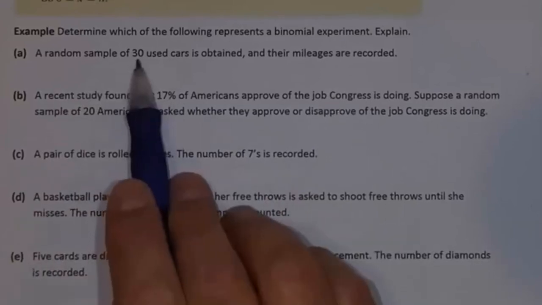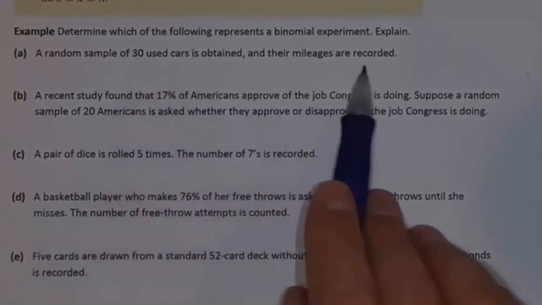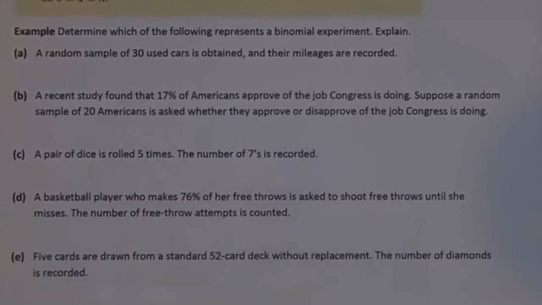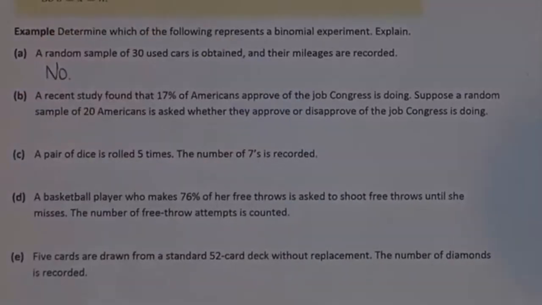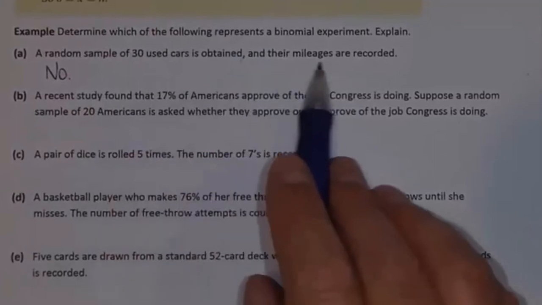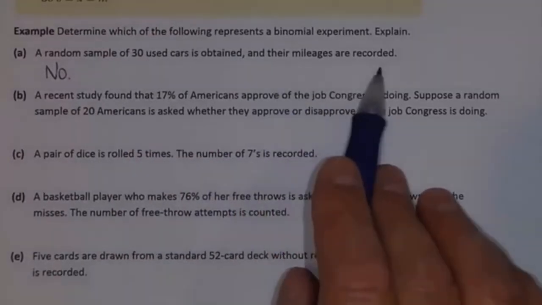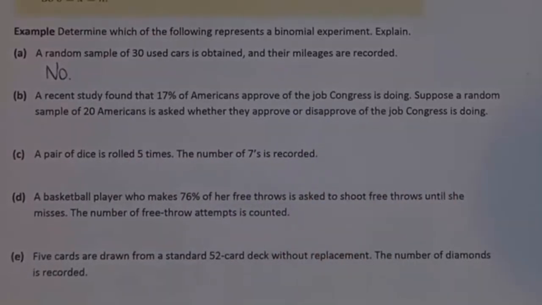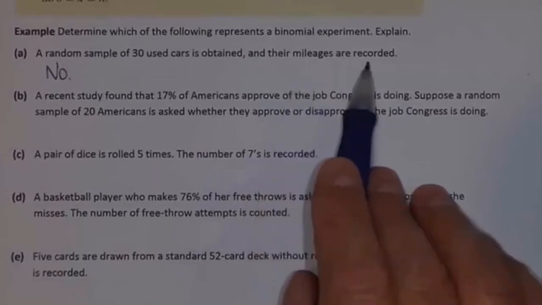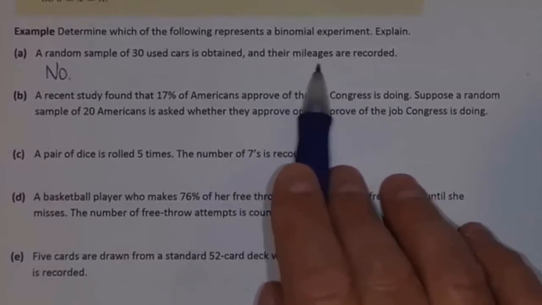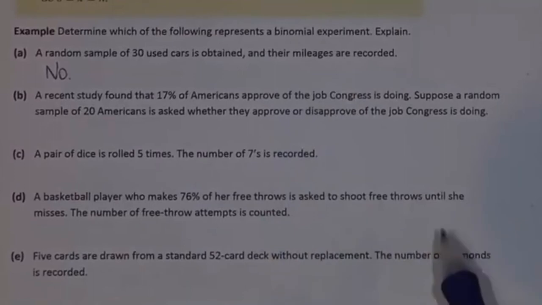We do have a fixed number of trials. We're going to randomly select 30 cars. But in this particular case, we have no definition of success or failure. So I would say no, this is not binomial. Really, there's a couple of reasons. One, the mileages that are recorded could be anything. It's not just 2 possible outcomes. This is actually continuous data instead of discrete data. So the mileages on the cars are continuous, not discrete.